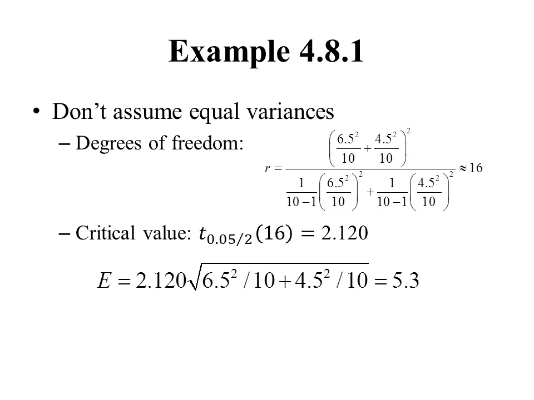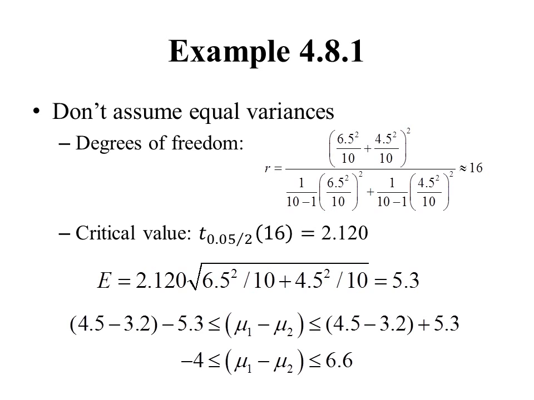2.120. And now we'll calculate our margin of error. Here's our critical value. Here's S1 squared divided by N1, S2 squared divided by N2, and we get our margin of error of about 5.3. Then we'll calculate our confidence interval, same basic way. Here's the difference of our sample means, subtract the margin of error, add the margin of error, do that arithmetic, and we get this confidence interval.